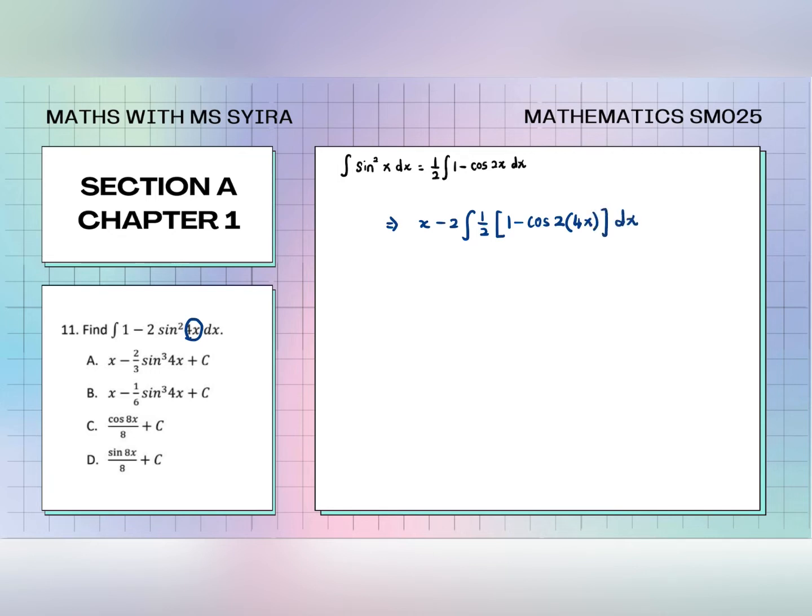Okay. So 2 tolak 2 darabkan dengan half will be 1. So kita akan terus integrate 1 minus cos of 8x dx. Okay, so integrate 1 akan dapat x again, and then negative times negative will be positive. So integrate cos will be a positive sign. So terus positif lah. Sin of 8x over 8 plus c. X minus x will be 0. So tinggallah sin 8x over 8 plus c. So the answer will be D. Alright.